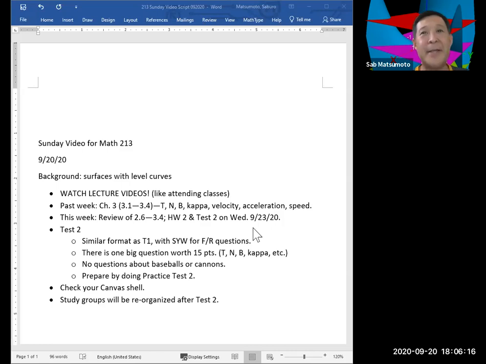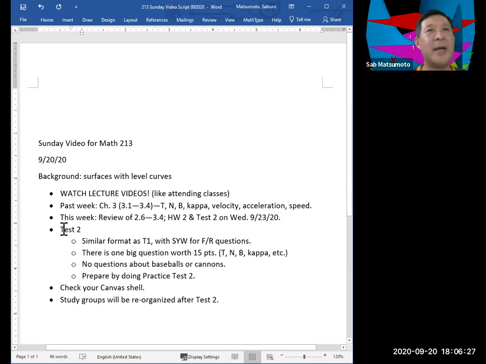But what's the best way to do this? To practice test number 2, okay? This is the best way to prepare for your test number 2. Test number 2 is very similar in format to test number 1.